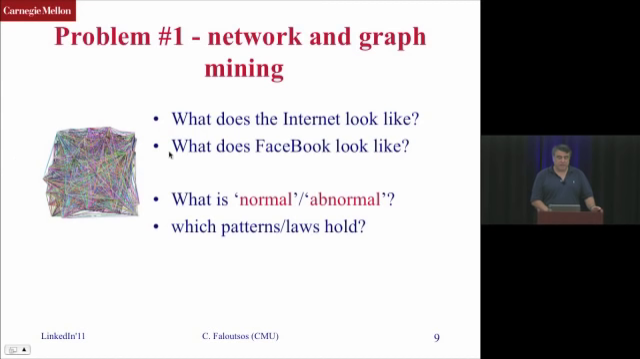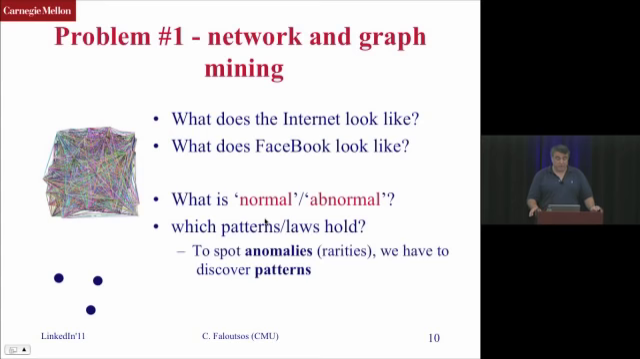If we plot it carelessly, this is the autonomous system graph, we see the Death Star. Every node seems to be connected to everything else. We cannot tell any pattern, right? So we would like to see how graphs look like. How does the Facebook or LinkedIn graph look like? What is normal, what is abnormal, and which patterns hold.